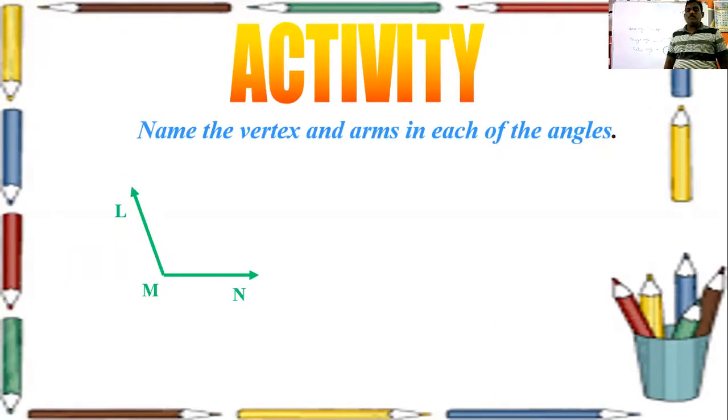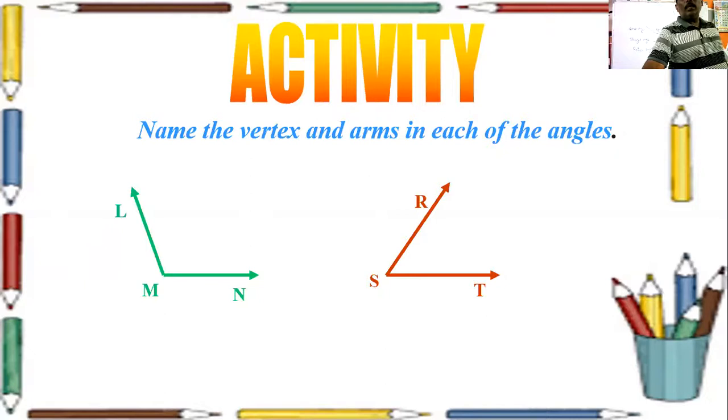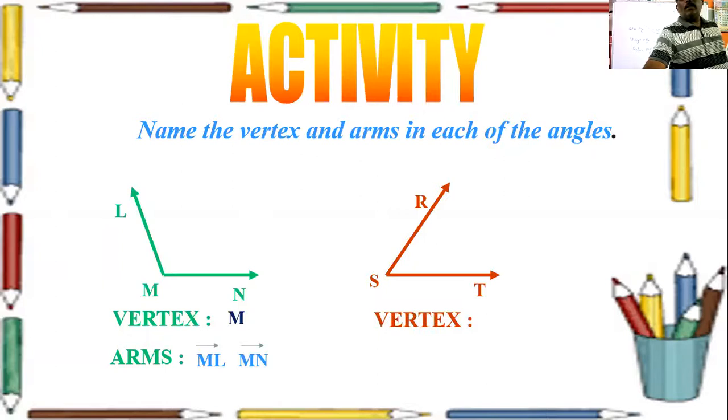Here, what is the vertex? Sir, M. M is the vertex. What are the arms? Sir, L and N. L and N. M is the vertex. MN and ML are the arms. The next one, S is the vertex. Sir, arms are SR and ST. SR and ST. Yes. Okay.